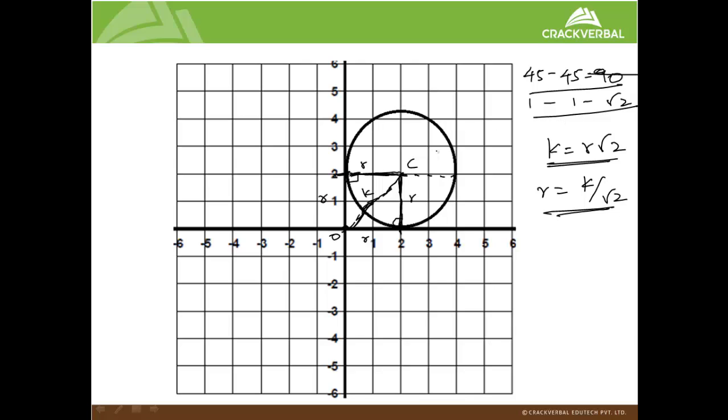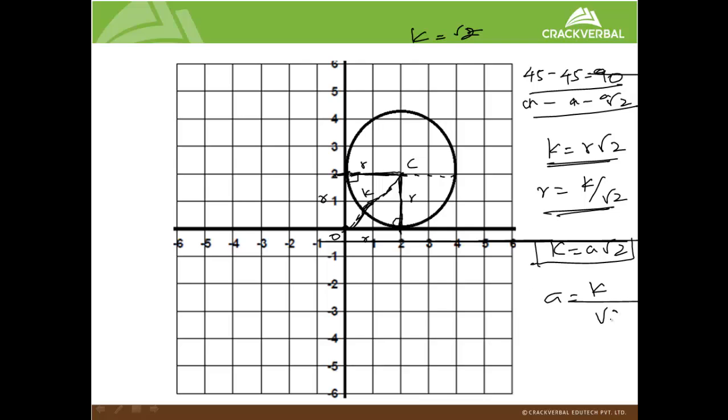Now the distance is k here, and k is equal to root 2, they are saying, right? K value is in the ratio of root 2. So if k value is in the ratio of root 2, then the r value would be in the ratio of k by root 2, right? So r value is a. So this is a and a, right? A root 2. K is equal to a root 2. If k is equal to a root 2, then a will be equal to k by root 2, right? A will be equal to k by root 2.